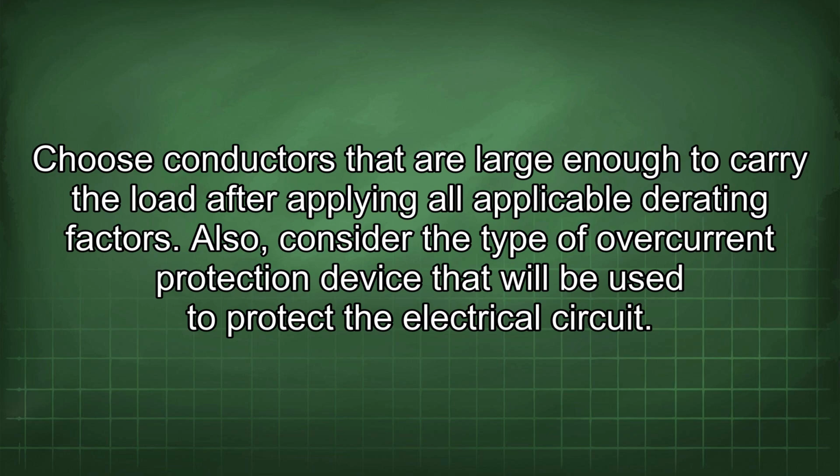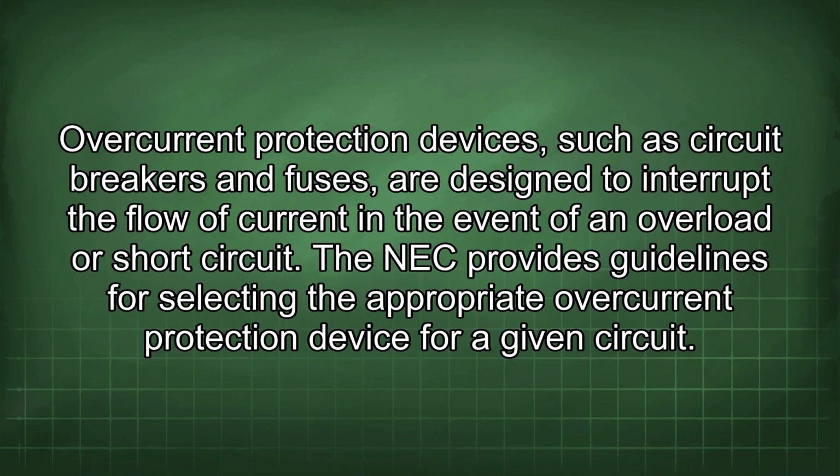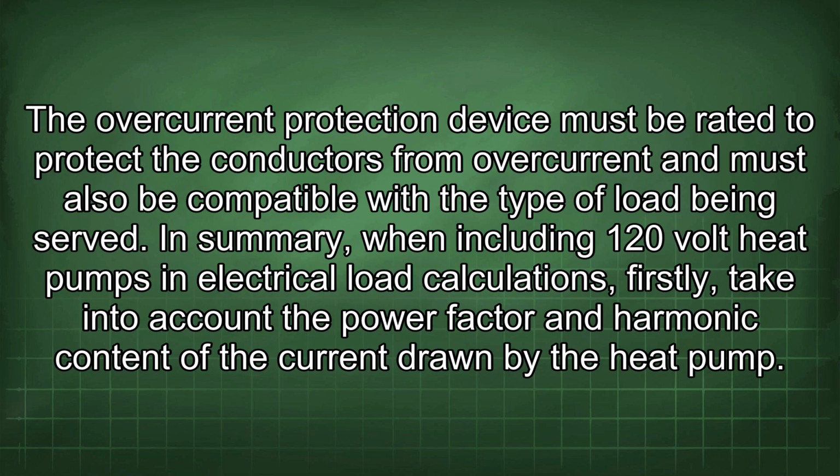Also, consider the type of overcurrent protection device that will be used to protect the electrical circuit. Overcurrent protection devices, such as circuit breakers and fuses, are designed to interrupt the flow of current in the event of an overload or short circuit. The NEC provides guidelines for selecting the appropriate overcurrent protection device for a given circuit. The overcurrent protection device must be rated to protect the conductors from overcurrent and must also be compatible with the type of load being served.